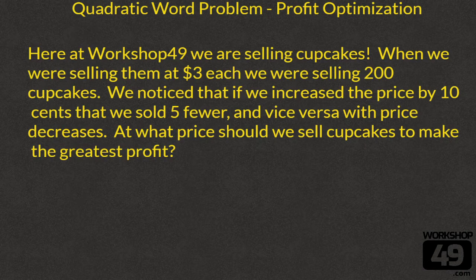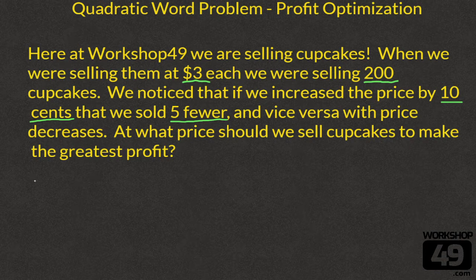Here at Workshop 49, we are selling cupcakes. When we were selling them at $3, we were selling 200 cupcakes. We noticed that if we increase the price by 10 cents, we sold 5 fewer. And vice versa. Vice versa means that if we decrease the price by 10 cents, we would actually sell 5 more. At what price should we sell cupcakes to make the greatest profit?